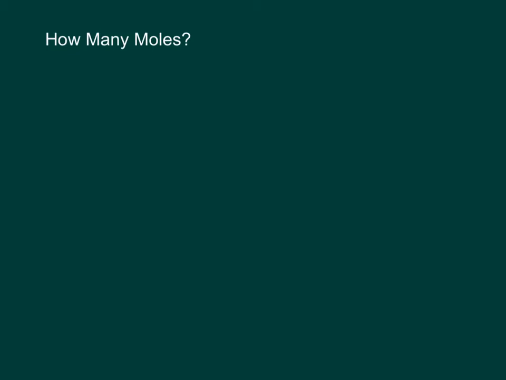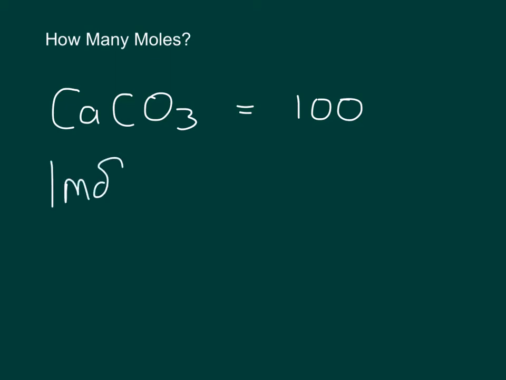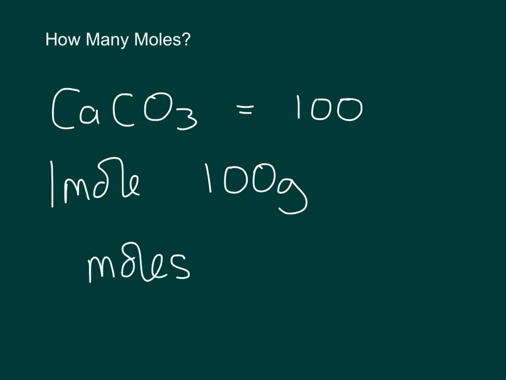In the last video, we worked out that the relative formula mass of calcium carbonate equals 100. This means that 1 mole of calcium carbonate has mass 100 grams. Therefore, for any mass of calcium carbonate, we can work out the number of moles, because the number of moles equals the mass divided by the relative formula mass, which in this case is 100.